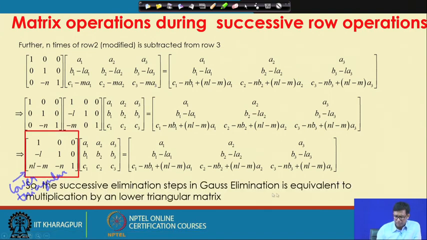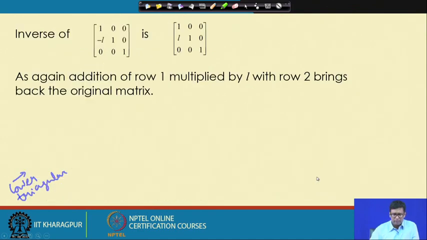So, successive elimination steps in Gauss elimination are equivalent to multiplying the main matrix by a lower triangular matrix. And now we will see what the inverse of that actually is. The inverse of a row operation multiplication matrix is found by simply substituting the negative off diagonal term by a positive off diagonal term, but this is for a single step multiplier, not for the final multiplier matrix.